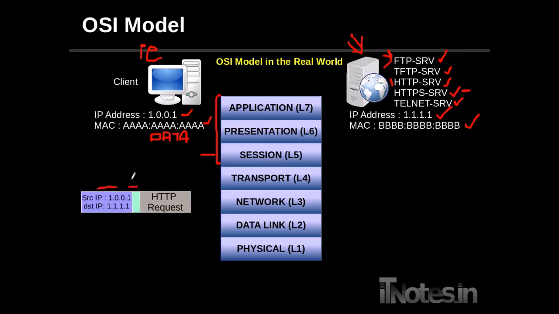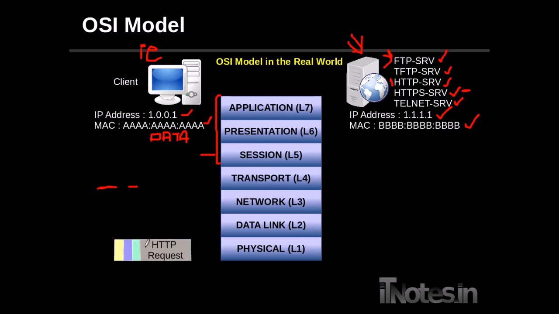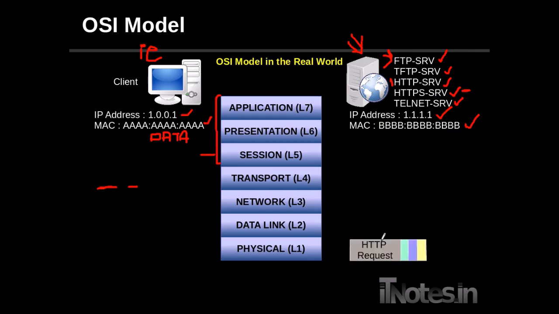After this I go ahead and add my IP information. This is known as a packet. Now with this I'll be adding my source MAC and my destination MAC. And then finally it is converted to bits, and sent across the wire to the server.